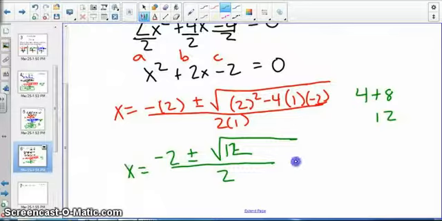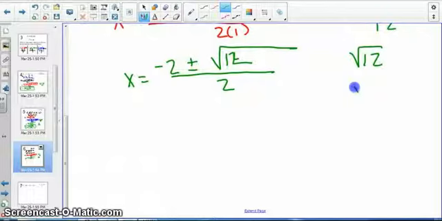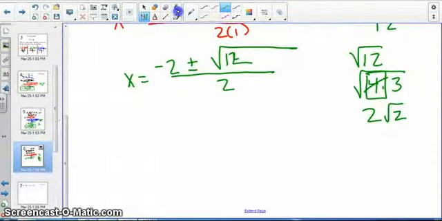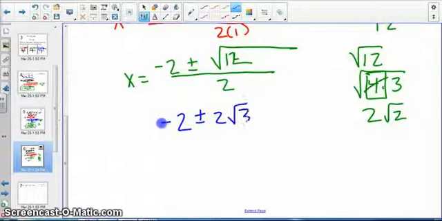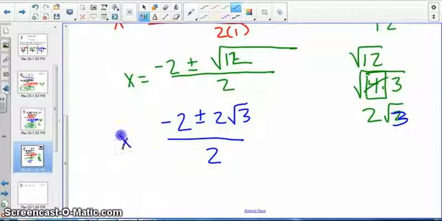So now, radical 12. Can you break radical 12 down? Yes. Radical 12 is 4 times 3. 4 is a perfect square, so I can bring a 2 out. So radical 12 breaks down to 2 radical 3. Sorry, this should be a 3. All over 2.